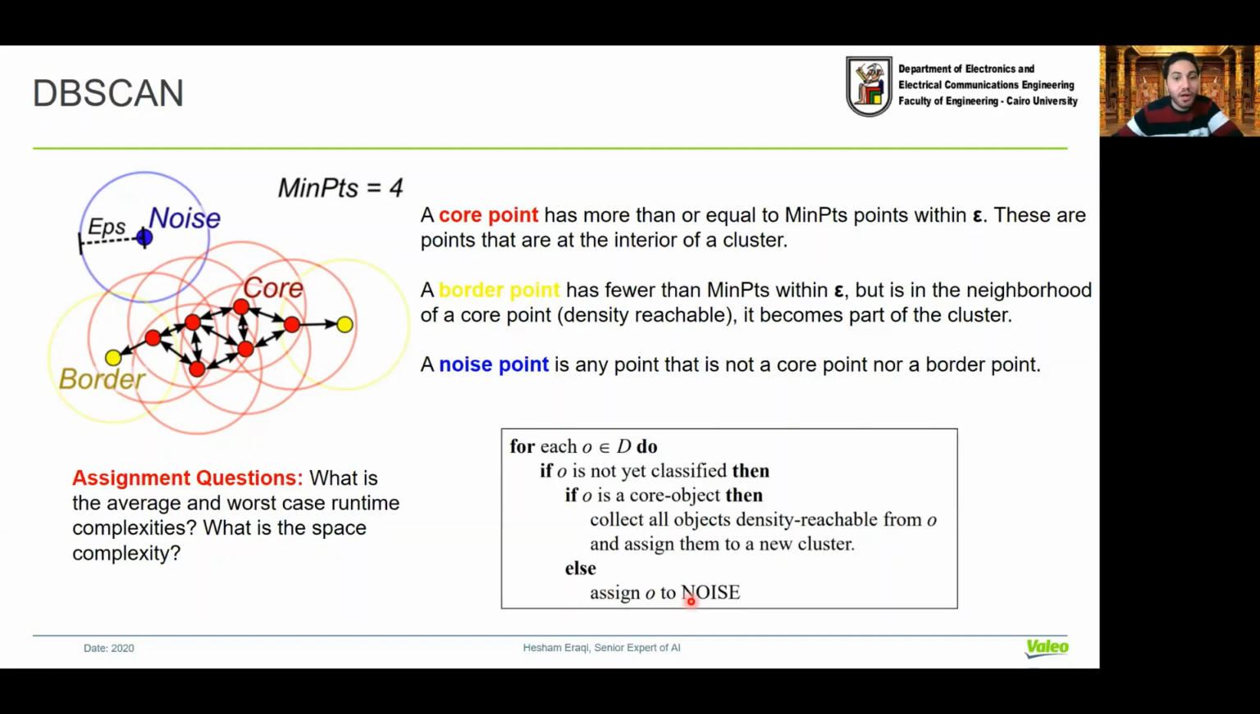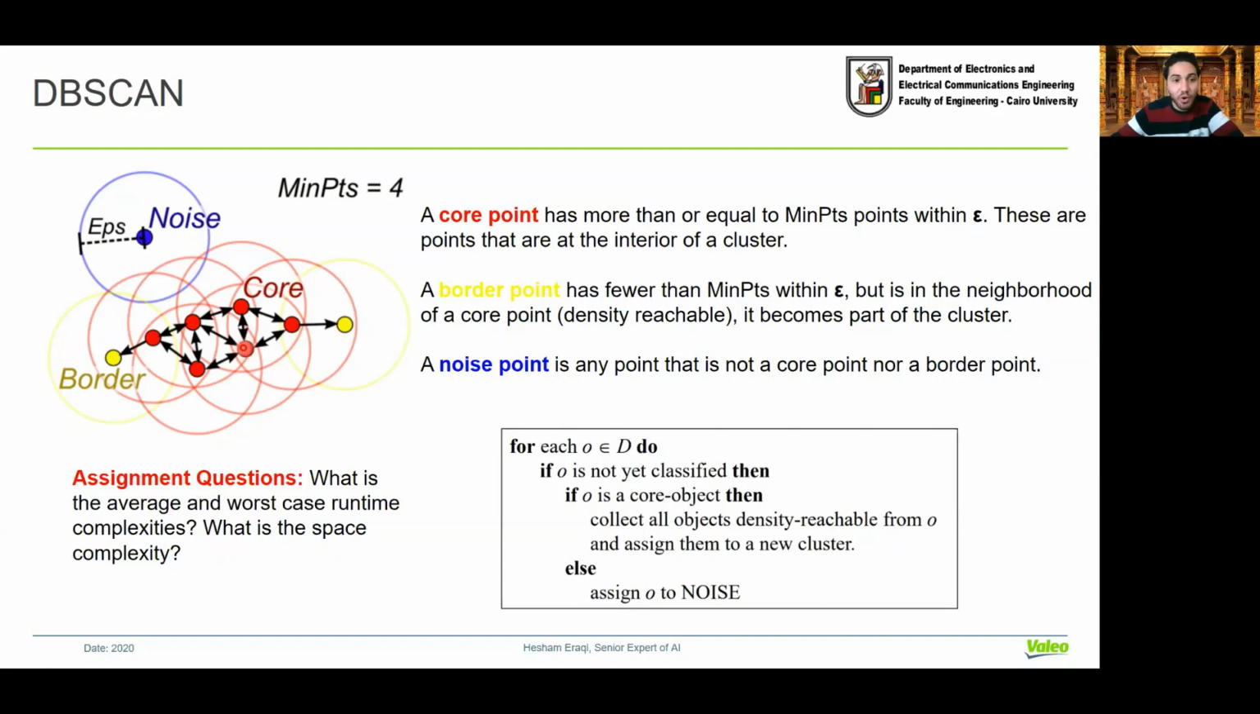Okay? So let's imagine, for example, we started from this point. This is O. So O is not a core point. It will be classified as noise. And let's assume that another point was the second point to inspect. So in the second iteration of the for loop, this is O. And we have only one point that's classified so far, which is that yellow point. We classified it as noise.